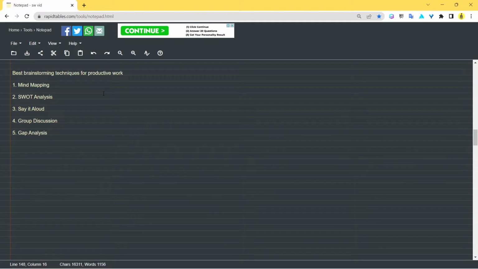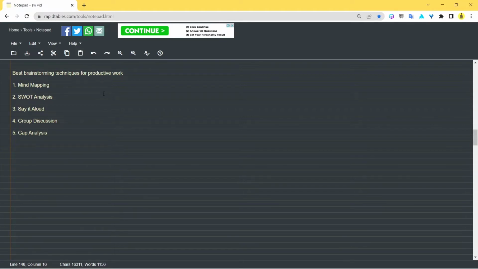to brainstorm new ideas. Now the next technique that I would suggest is called SWOT analysis. SWOT is basically an acronym for strengths, weaknesses, opportunities, and threats. So this combined makes up SWOT. What you do in this technique is list down all these strengths, weaknesses, opportunities, and then threats on some paper or a notebook.